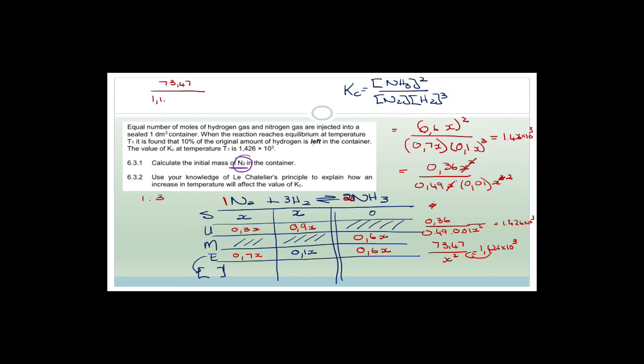Divided by 1.426 times 10 to the 3 is equal to x squared. All I've done is cross multiply. This is over 1, so I'm taking that across. I've just taken the x squared across and put the number across. So let's pop that into our calculator.